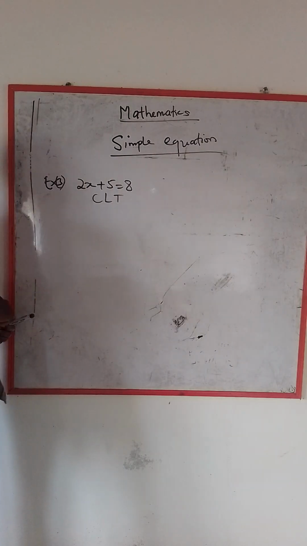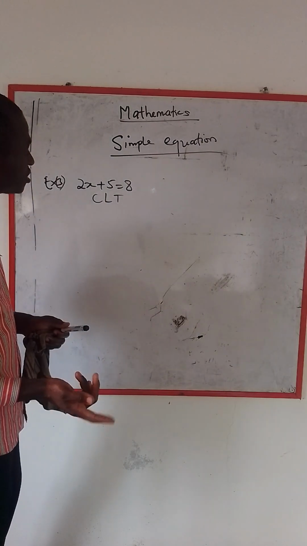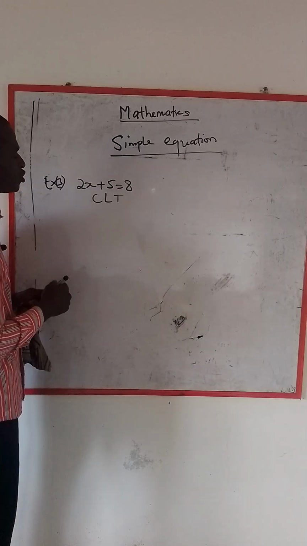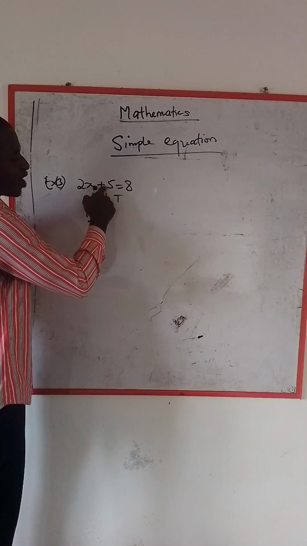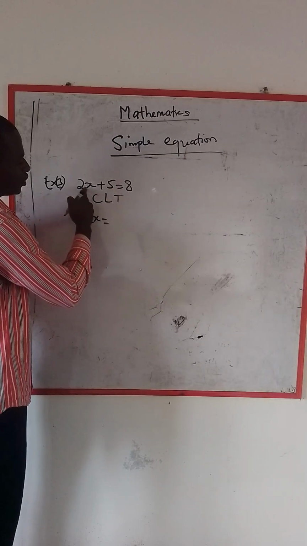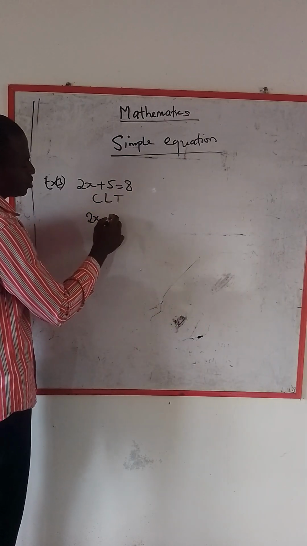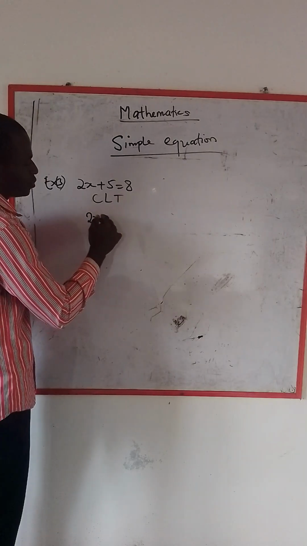If it was carrying plus before, it becomes minus. The sign must change. So we now have 2x in this case. 5 is the one that will move at this time for convenience, so that we can have 2x remaining on this side of the equation.